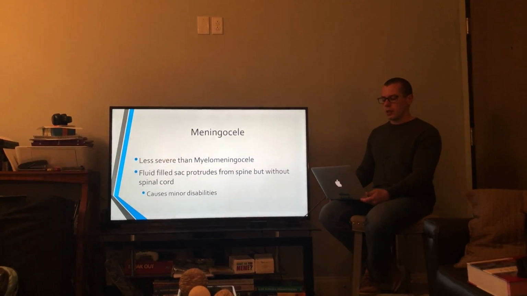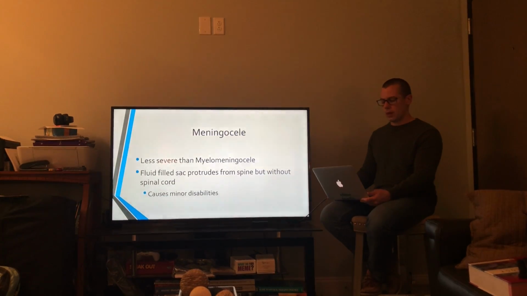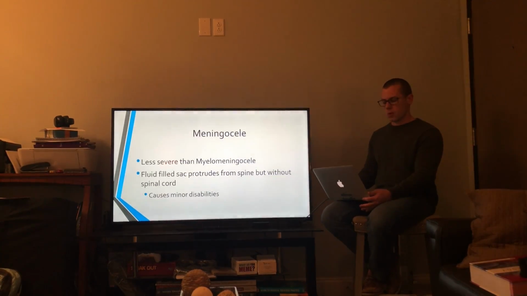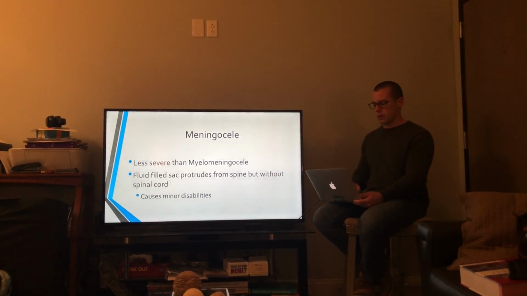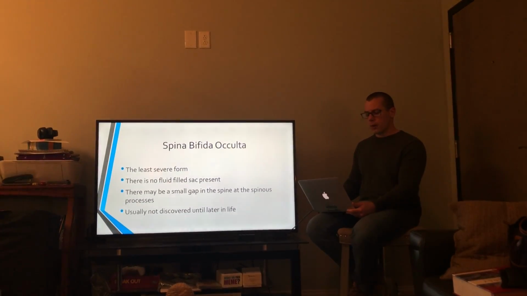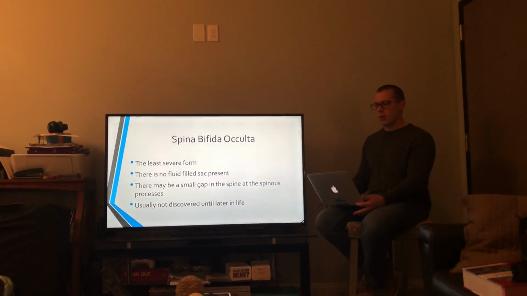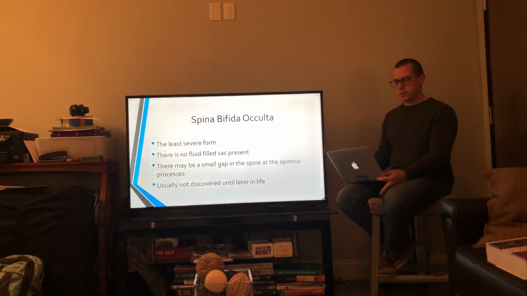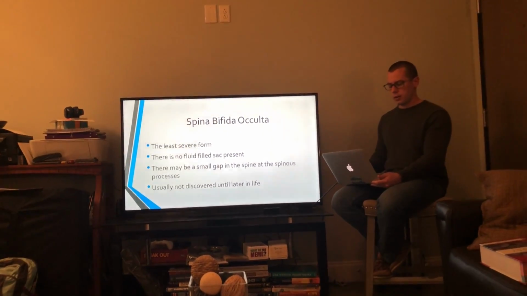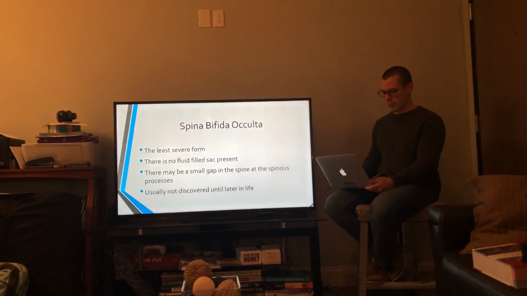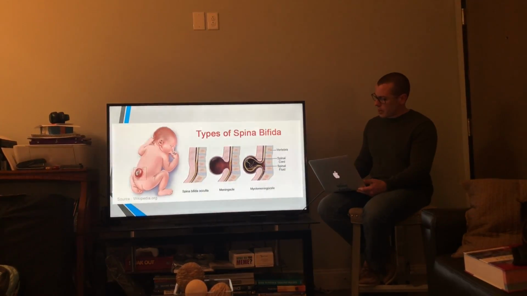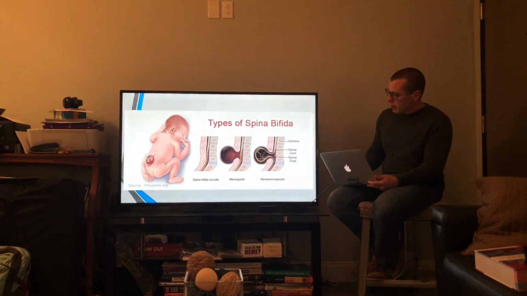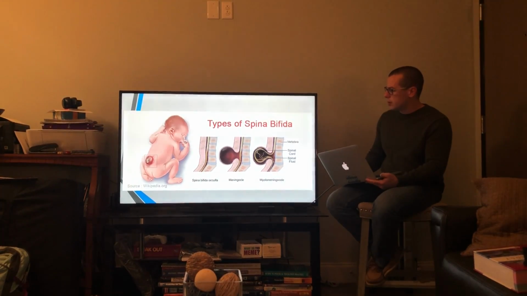And meningocele is less severe than myelomeningocele. It is just a fluid-filled sac that protrudes from the spine. It does not contain the spinal cord, and it can cause minor disabilities. And then you have spina bifida occulta, which is the least severe form, where there's no fluid-filled sac present, and there may be a small gap in the spine at the spinous process, and usually it's not discovered until later in life. And these are just some visual representations of spina bifida. As you can see, the main difference between meningocele and myelomeningocele is the spinal cord.